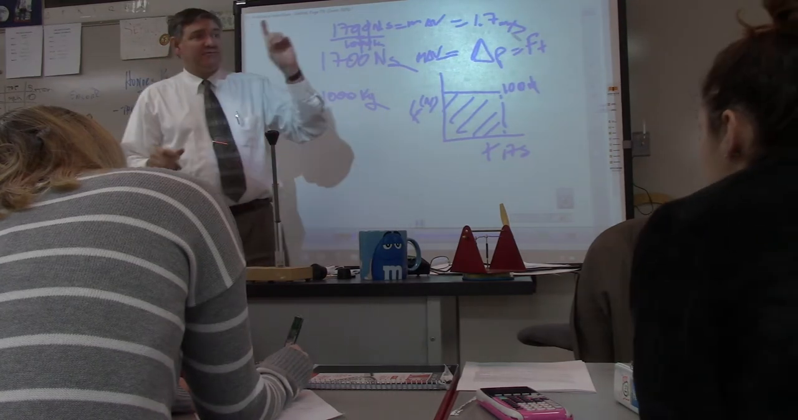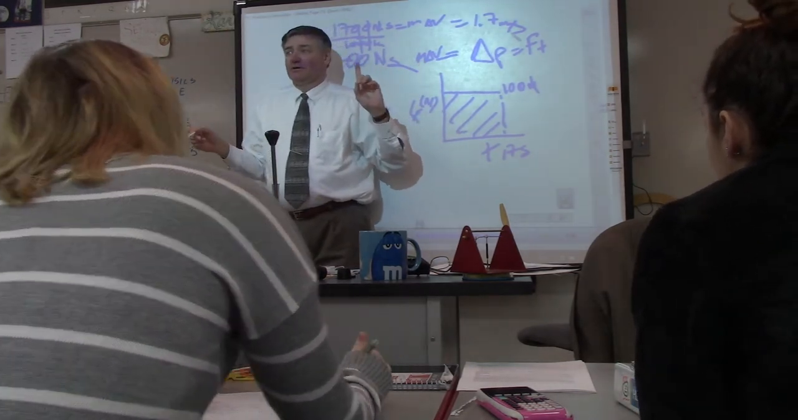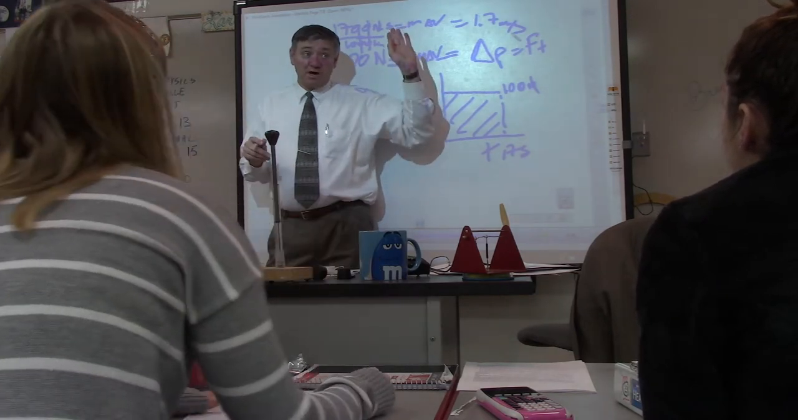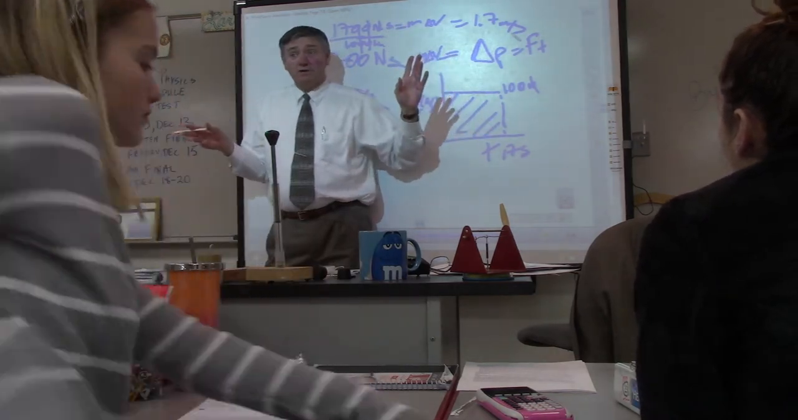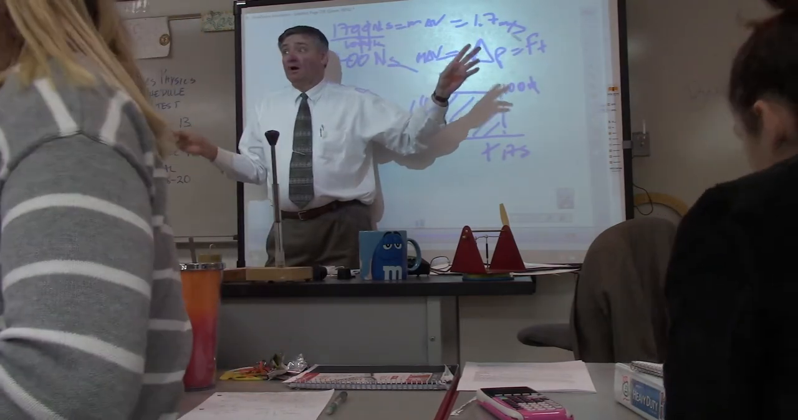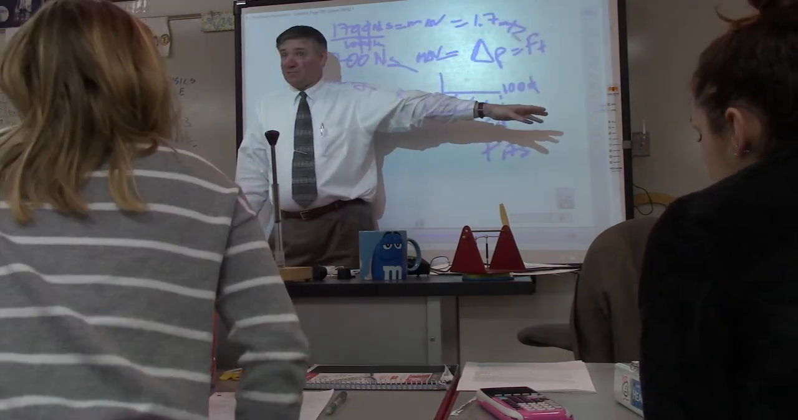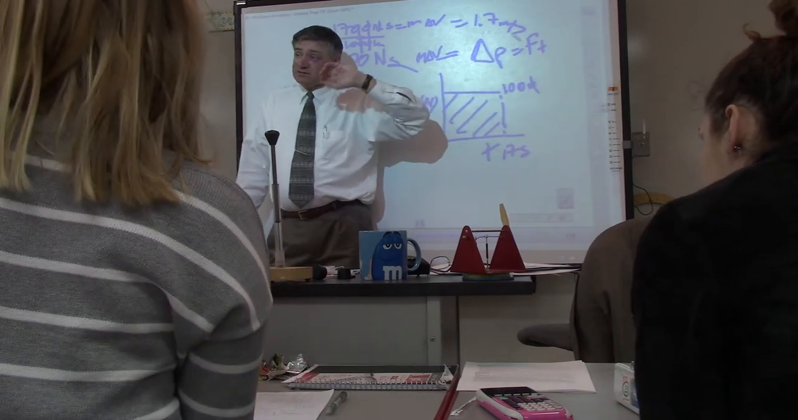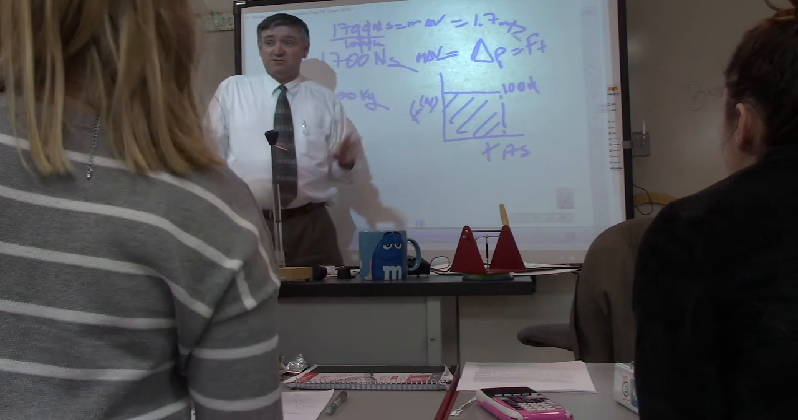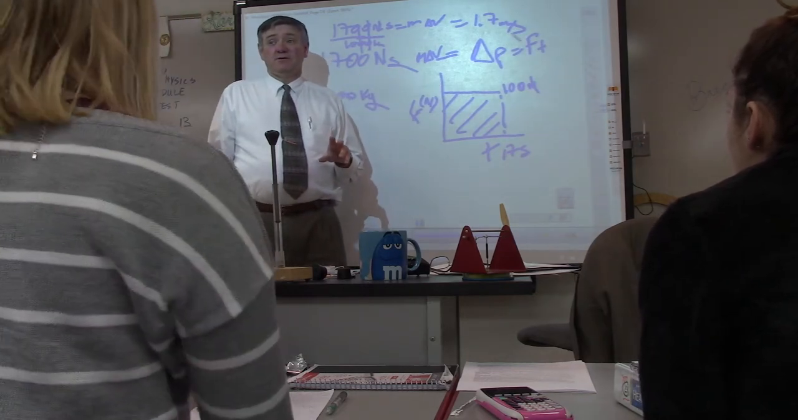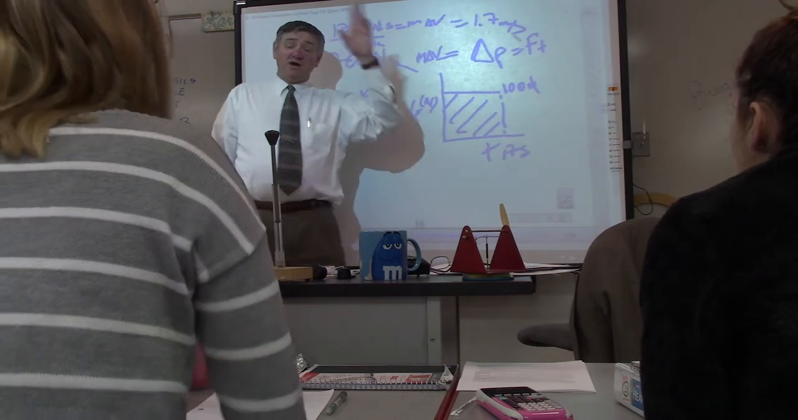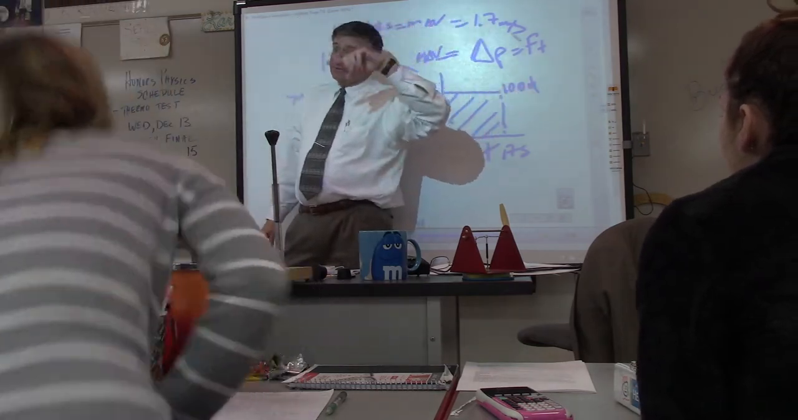So does that mean it went from 0 to 1.7? Could it? Yeah. Could it also have gone from 10 to 11.7? Yeah. Could it have gone from 1,000 to 1,001.7? Yeah. All I know is that this is my change in velocity. I don't know where I started and where I ended up. James, is there a way for the graph to show that? No, not on this. If you know your velocity-time graph, then you could.